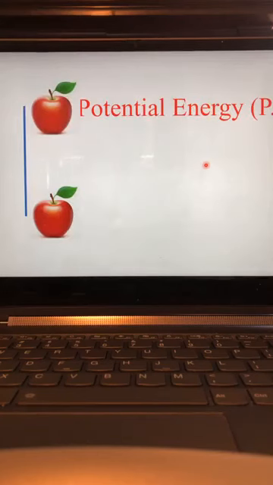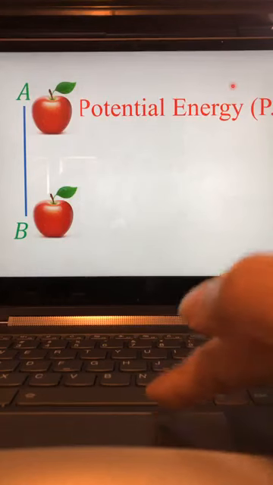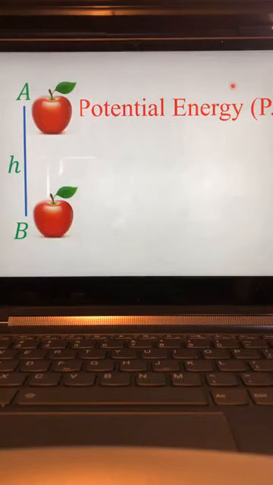So let's go to the apple example. Originally, the apple was at point B. When I lifted the apple from B to A, I did the work done.